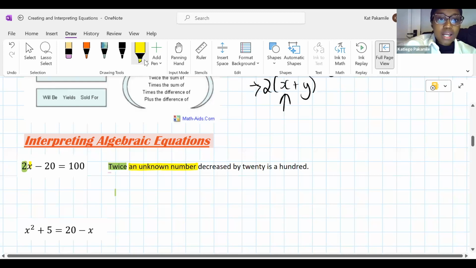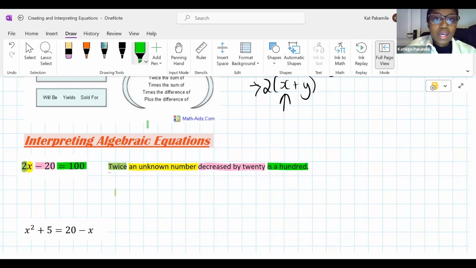I'm just color coding so that you see what I'm doing. Decreased by 20. That's our minus 20. And the last part is 100 equals 100. Easy enough, right? Yes, that's what we're doing. We are writing it in words.